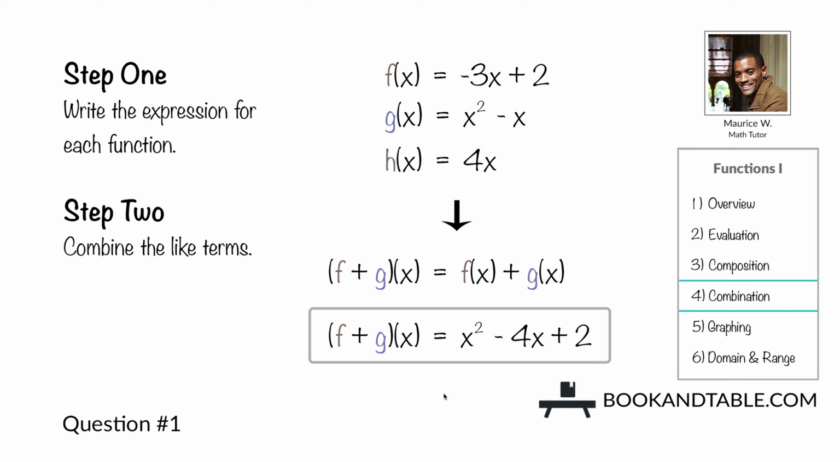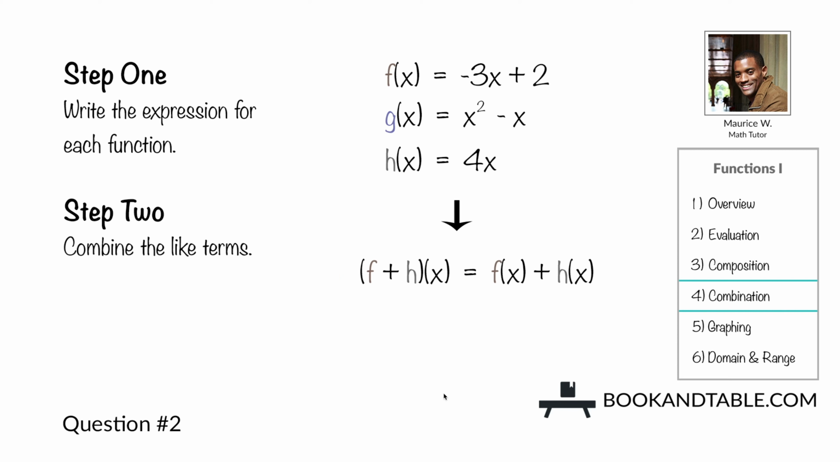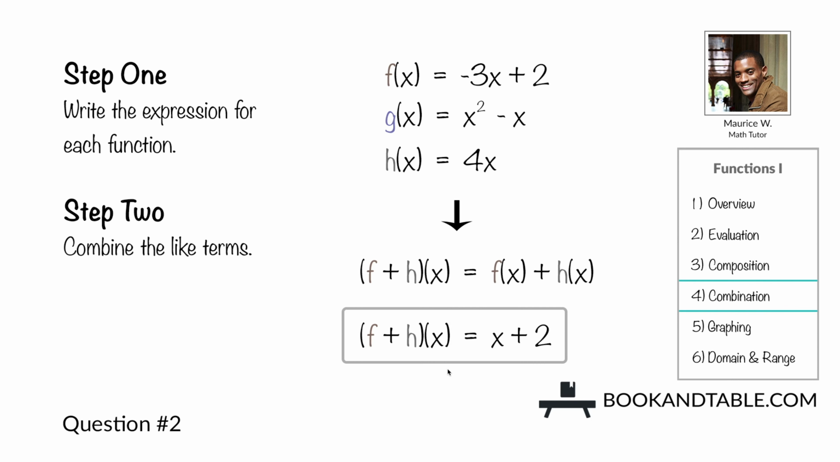Let's now have a look at question number 2. We're asked to find the sum of f plus h of x. So we want to write out the f function and then write out the h function. And that would give us negative 3x plus 2 plus 4x. And now we can combine the like terms, 4x and negative 3x, to give us x. So the answer to question number 2 is f plus h of x is equal to x plus 2.